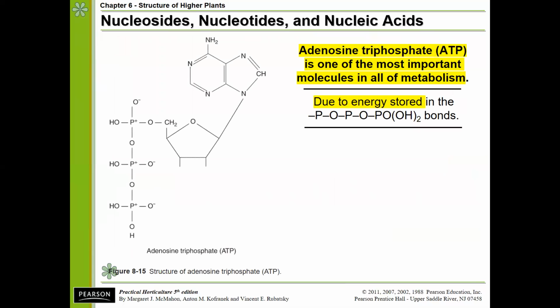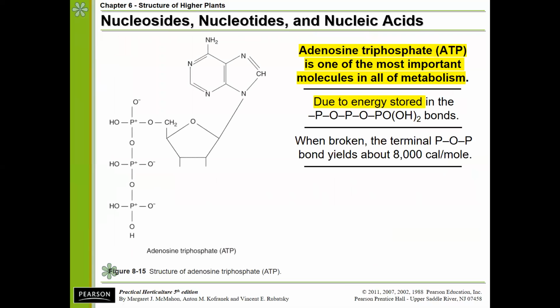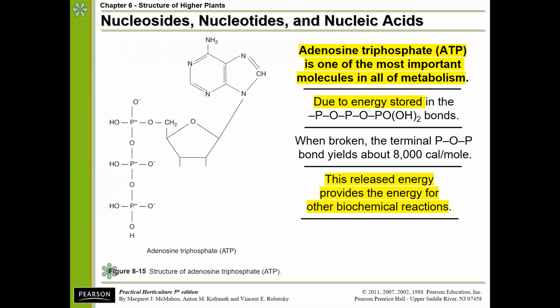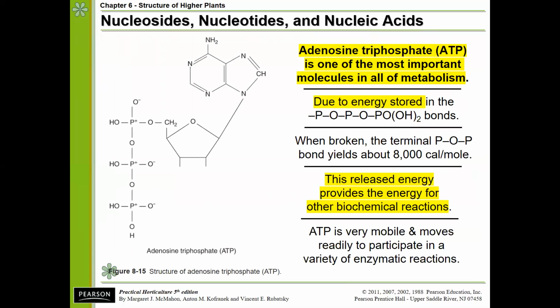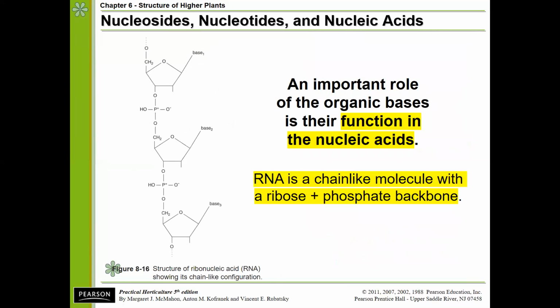ATP, adenosine triphosphate, is one of the most important molecules in all plant metabolism, or really all metabolism, because of its importance in plant metabolism. And that's due to the energy stored in these phosphorus bonds. That release energy provides the energy for other biochemical reactions in plants.